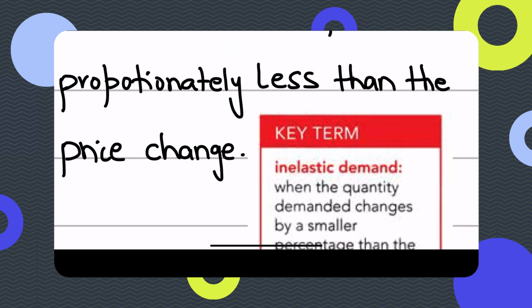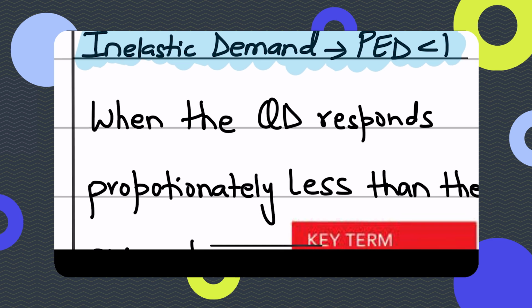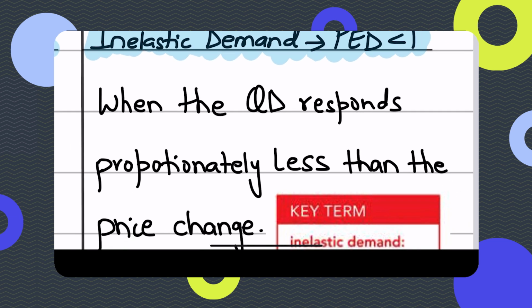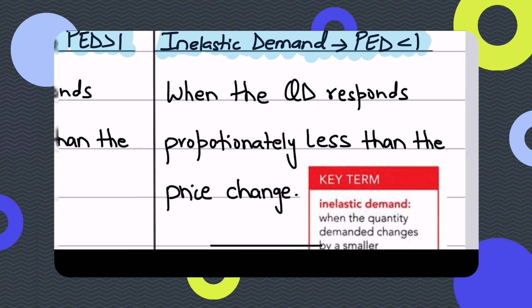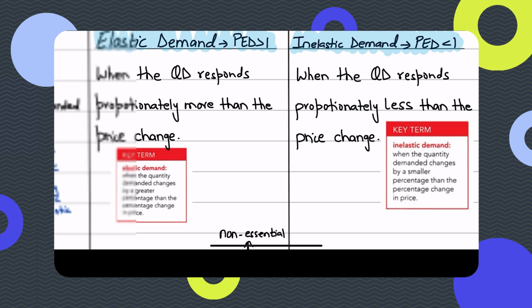Coming to what will happen when the demand is inelastic. If the demand is inelastic, guys, the PED is less than 1, and it means that the quantity demanded responds proportionately less. It's just the opposite. Over here, you mentioned proportionately more. You'll mention proportionately less than the price change. Another definition would be that the quantity demanded changes by a smaller percentage than the percentage change in price, right?